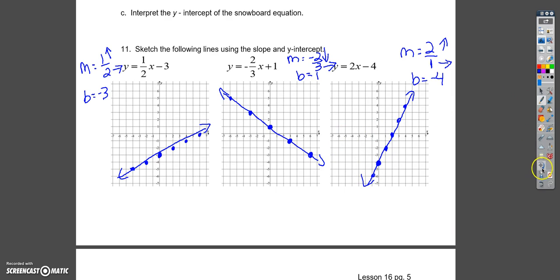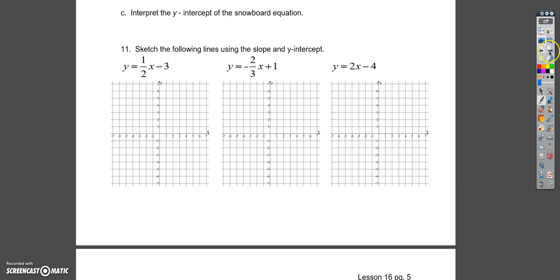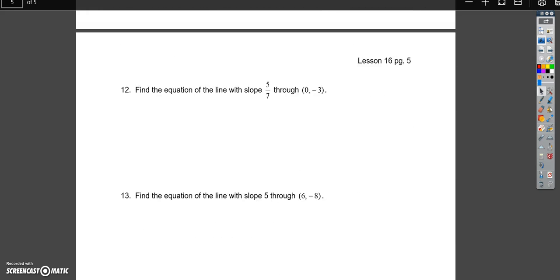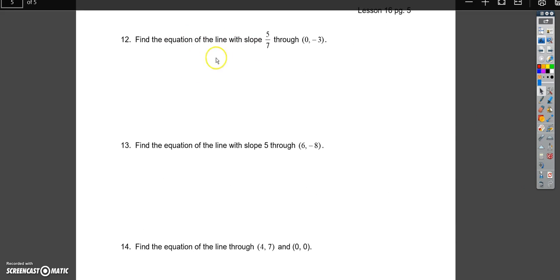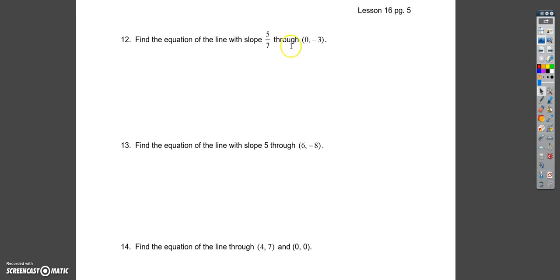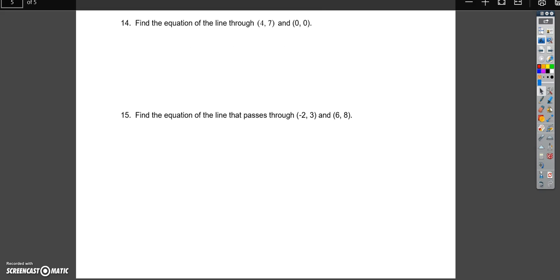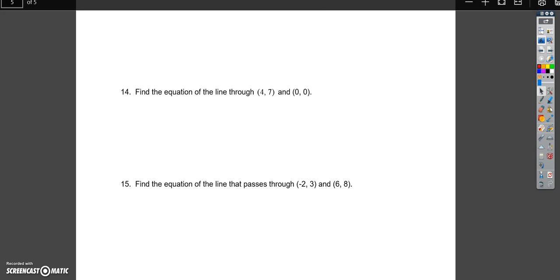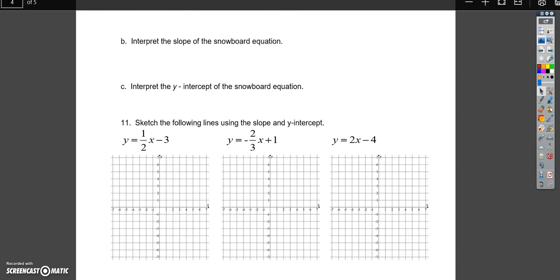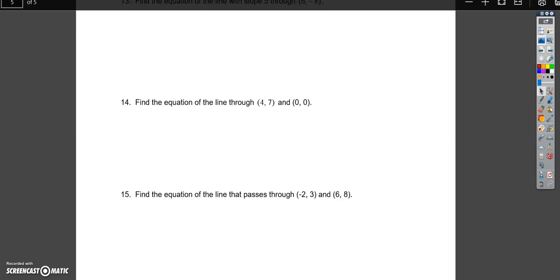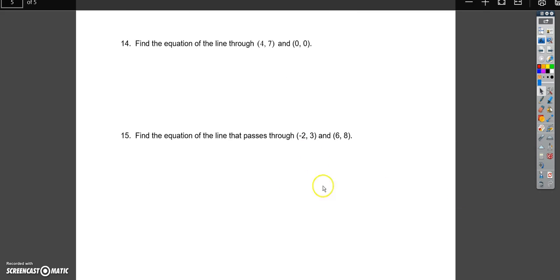So sometimes it helps to rewatch, or you can ask questions in class, or both. So here, find the equation of the line. We're going to do these in class together, because that's just repeating what we were doing.